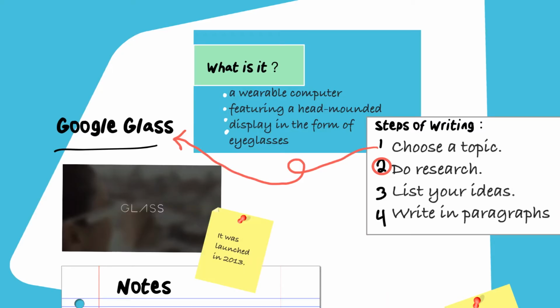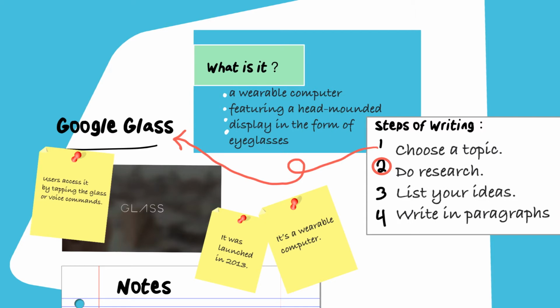The first version of Google Glass was launched in 2013. It is a wearable computer featuring a head-mounted display in the form of eyeglasses. It functions as a hands-free smartphone, letting users access the mobile internet browser, camera, maps, calendar, and other apps by tapping the glass or voice commands.